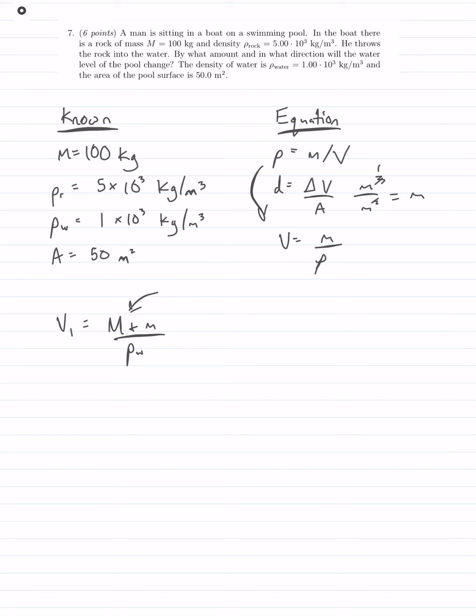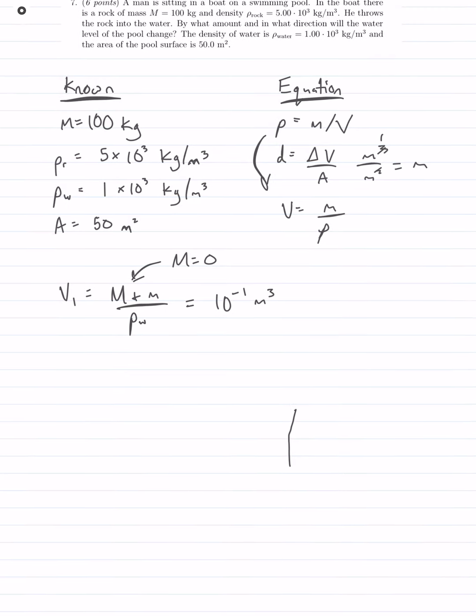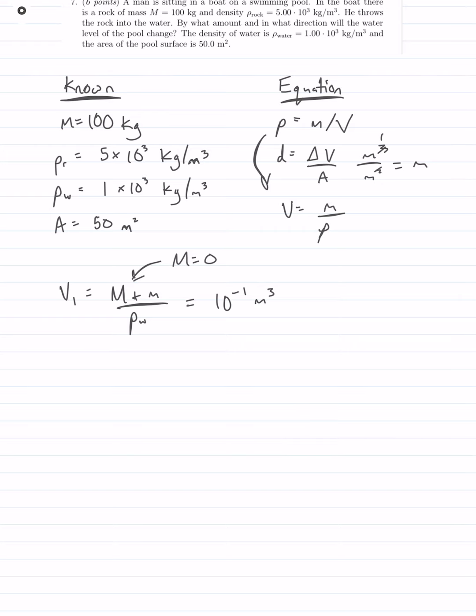Now let's just say that big M is equal to 0. It doesn't equal 0, but in this case it does. I'll explain why in a moment. But if we do that, we can solve it, and we would get 10 to the negative 1 meters cubed. This is the initial displacement that occurs. So it raises a little bit. The boat and the rock pushing down in the water raises the total surface level of the water a slight bit.